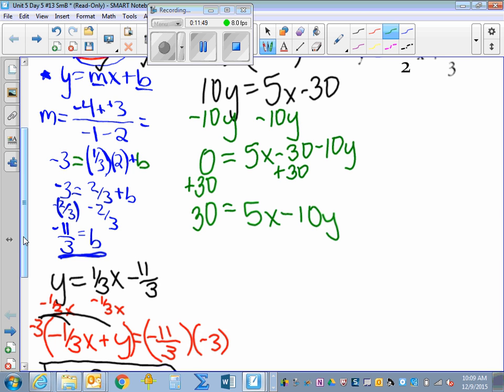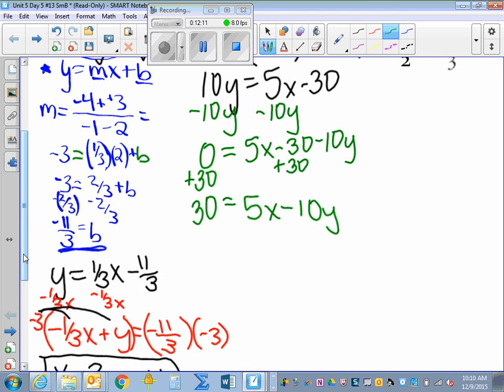So again, instead of moving my 5x over, which becomes negative, what I did instead was subtract my 10y over and then add my 30 over. That meant that my 5 stayed positive. You can subtract 5x over and divide by -1. That's perfectly fine. You can do either way. You're going to have the same number of steps, it's just a different type of steps.